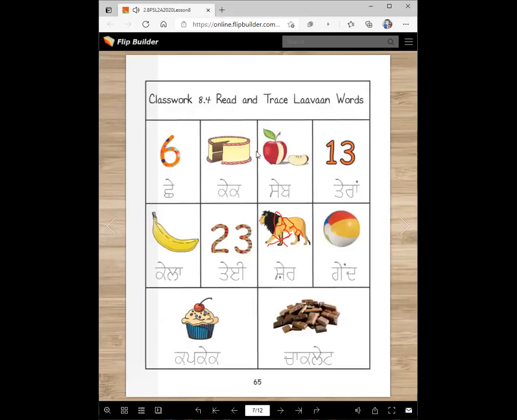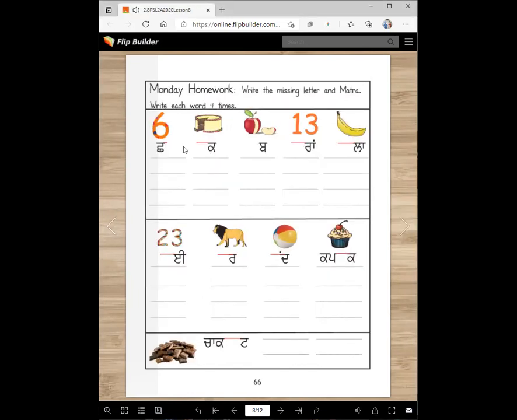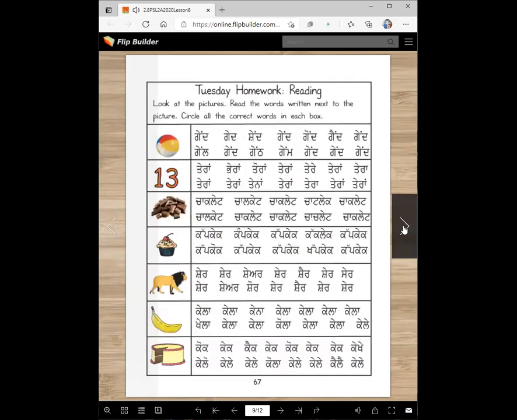Okay, now these are the same words. Same words. Oh, we should delete this one, huh? Okay, let's do that. We need an eraser. Okay, all done. So look at the pictures and read the words again. Here, you're missing some matra or the letters or letter and matra. Make sure you write the missing letters and the missing matras.